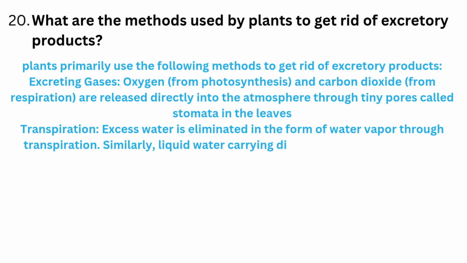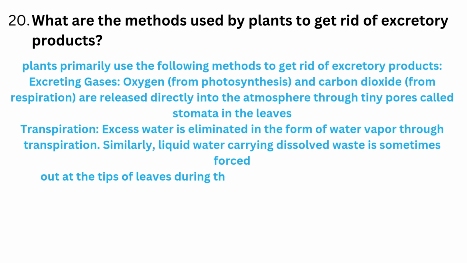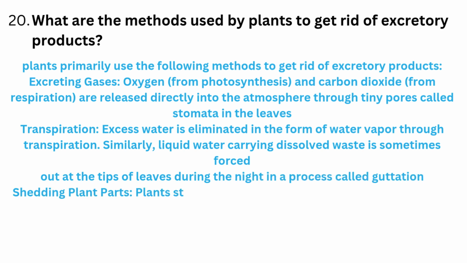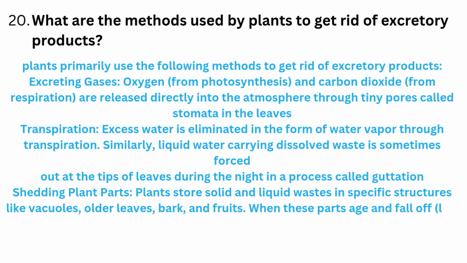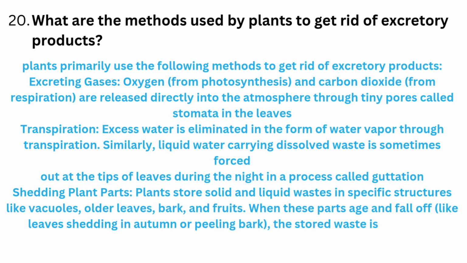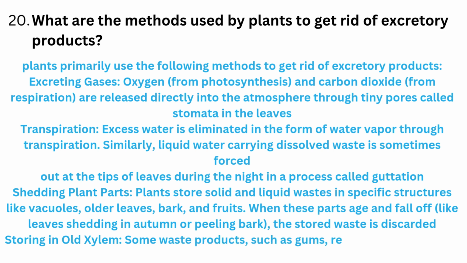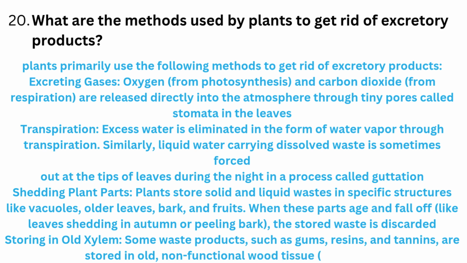Similarly, liquid water carrying dissolved waste is sometimes forced out at the tips of leaves during the night in a process called guttation. Shedding plant parts: plants store solid and liquid wastes in specific structures like vacuoles, older leaves, bark, and fruits. When these parts age and fall off, like leaves shedding in autumn or peeling bark, the stored waste is discarded. Storing in old xylem: some waste products, such as gums, resins, and tannins, are stored in old, non-functional wood tissue.